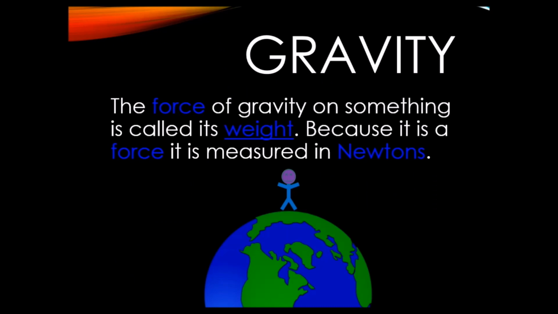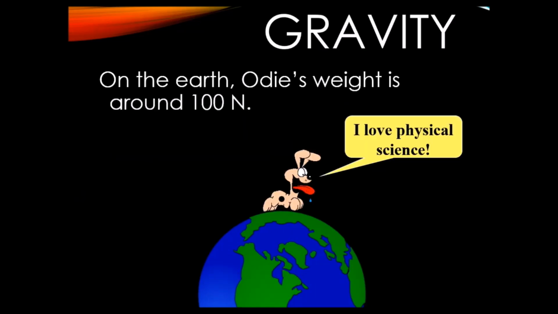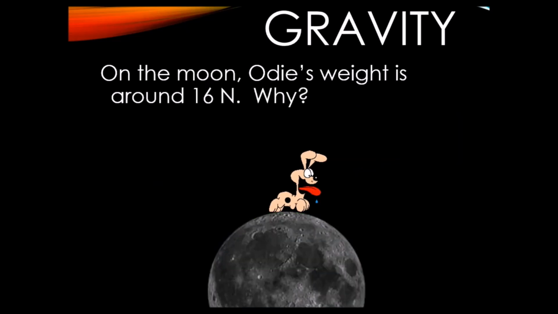Okay, so the force of gravity on something is called weight because it is a force, and it's measured in newtons. So on Earth, Odie's weight is about 100 newtons. On the moon, Odie's weight is around 16 newtons. Can you think of why?